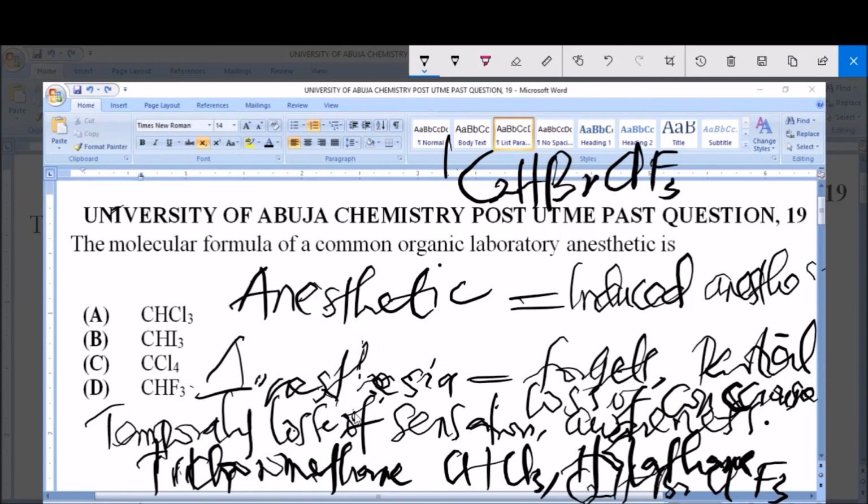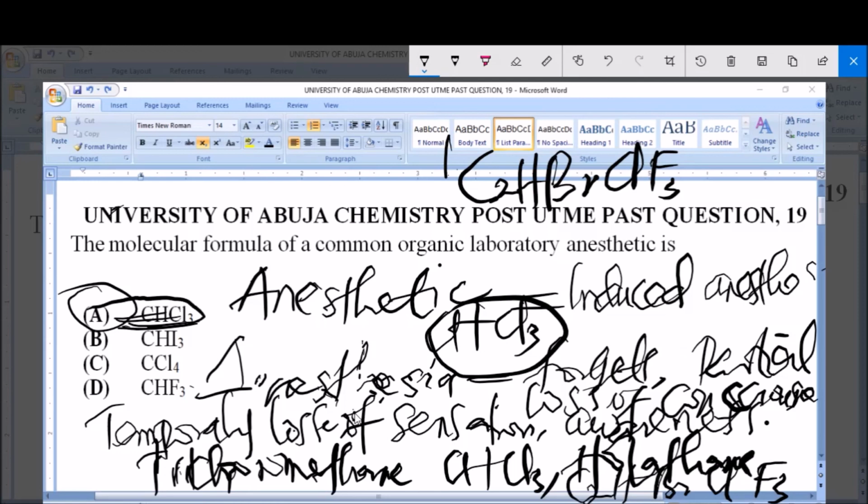So, according to my explanation, you check if you see any of these amongst them, and we have CHCl3, trichloromethane or chloroform, and that's option A. CHCl3 is the correct option A.